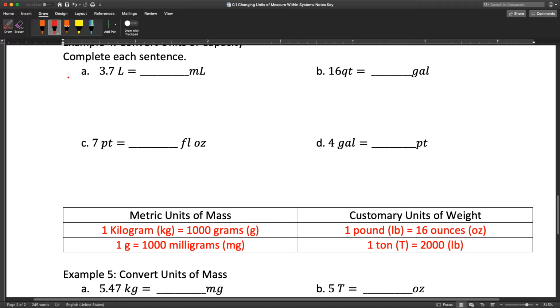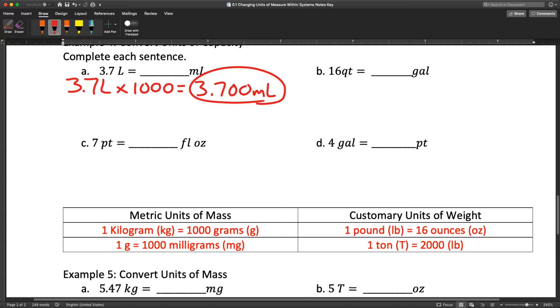I want to convert from 3.7 liters to milliliters. So you will notice by looking at the table above that there are 1,000 milliliters in 1 liter. So we are converting to a smaller unit. Anytime we convert to a smaller unit, we are going to multiply. So we are going to take 3.7 liters and multiply by 1,000, giving us an answer of 3,700 milliliters.